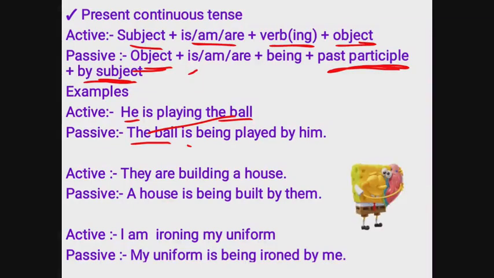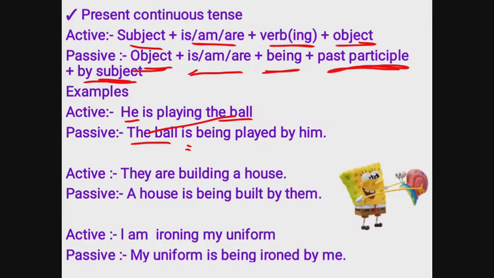Then the passive said whatever auxiliary verb you pick, you must put it together with what? With being. So it becomes the ball is being. Is being. Now look at the verb here. Playing. What is the past participle of play? Play, played, played. So look for the past participle of the main verb, which is play. This playing is just a continuous verb, but the original verb is what?